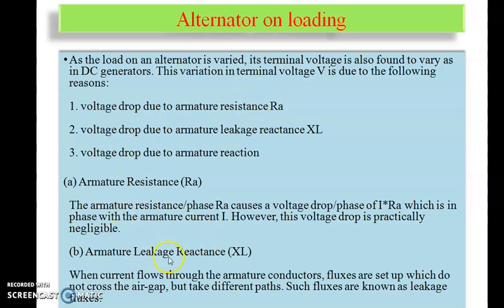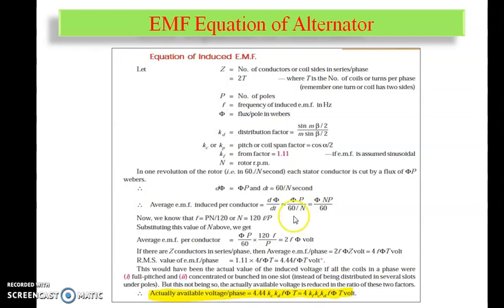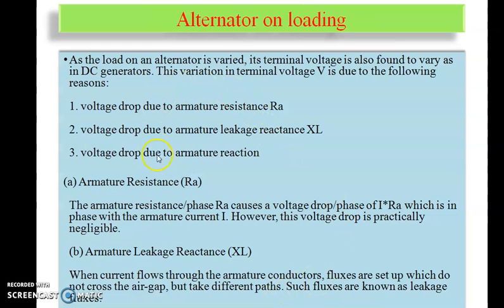Now the second one, armature leakage reactance. When current flows through the armature conductors, fluxes are set up which do not cross the air gap but take a different path. Such fluxes are known as leakage fluxes, and this I into XL is called the armature leakage reactance. Because of these, I get a lower voltage compared to the induced EMF of the alternator. This is the induced EMF equation 4.44 Kc Kd f phi T, and this is the actual voltage.